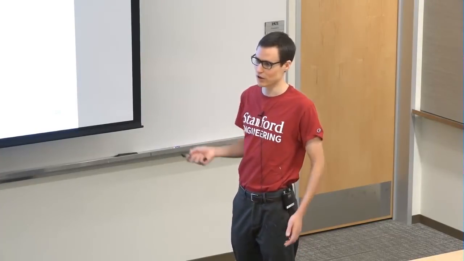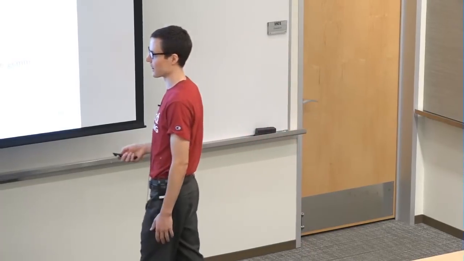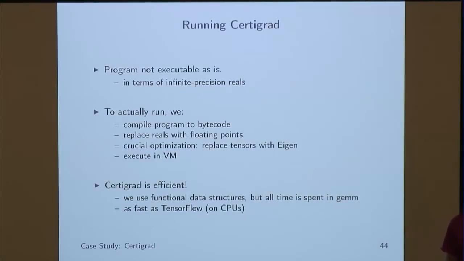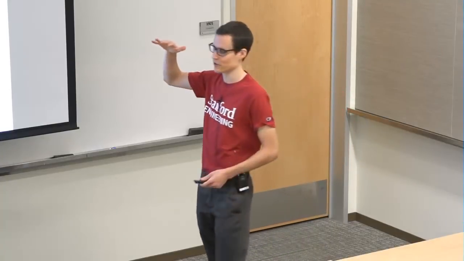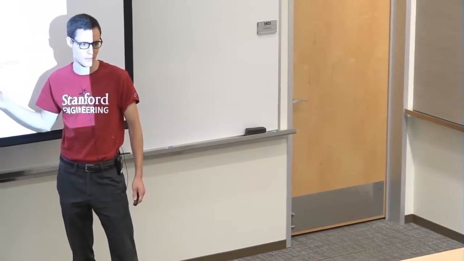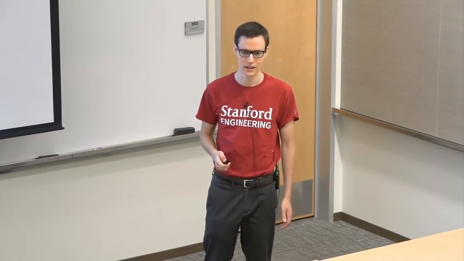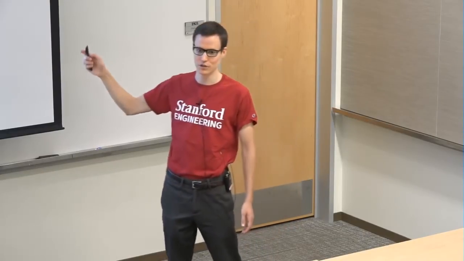And then we execute the result in a virtual machine, and as a result, Certigrad is efficient, as I just said. Even though we use functional data structures and lack some optimizations, it just really doesn't matter. All the time is spent in GEMM, which is matrix multiplication. And we're as fast as TensorFlow on CPUs. Now, we could do GPUs also, but we're not proving anything about the devices anyway. So from the perspective of Certigrad, we assume we have an operation, matrix multiplication, that has gradient rules that we understand. So we could just as easily wrap a GPU library or a library that can schedule on different devices.